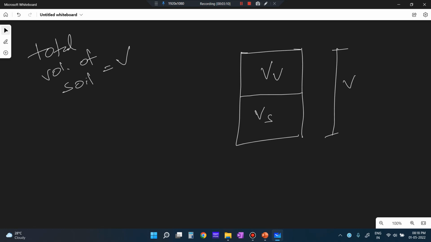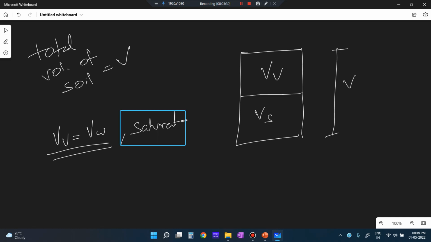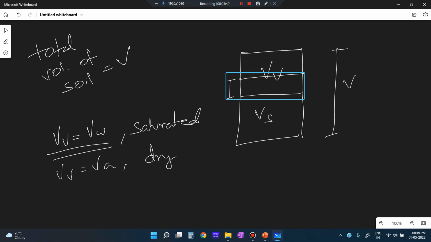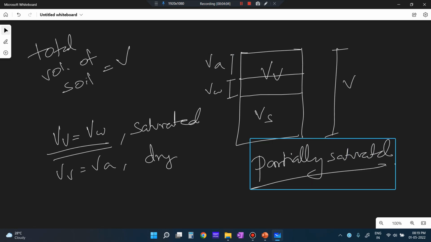Now, in these void spaces, there could be either air or water or both. If the voids are completely filled up with water, that means the volume of void is equal to the volume of water. In that case, we can say the soil is completely saturated. If there is no water, only air inside the void, in that case, we can say the soil is completely dry. And if there is both air and water inside the void, suppose this fraction is occupied by the water and the rest is occupied by the air, in that case, we can say the soil is partially saturated.